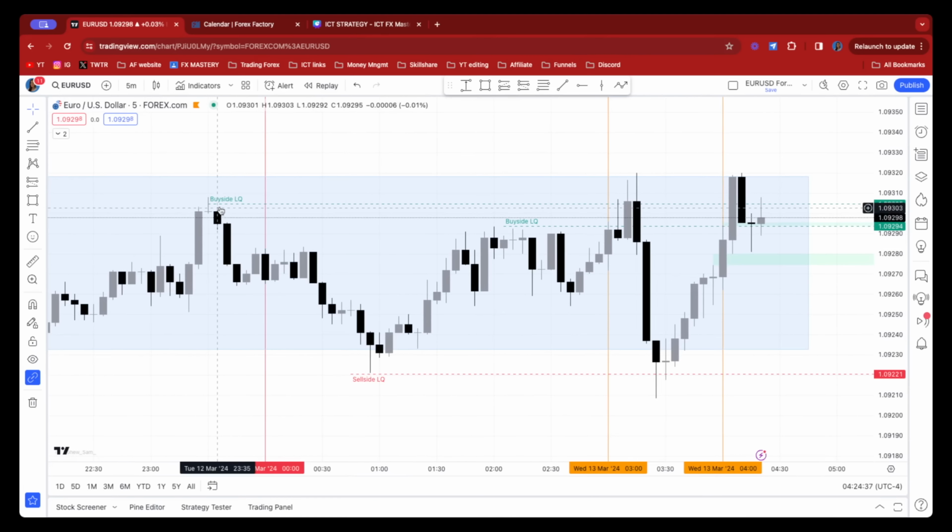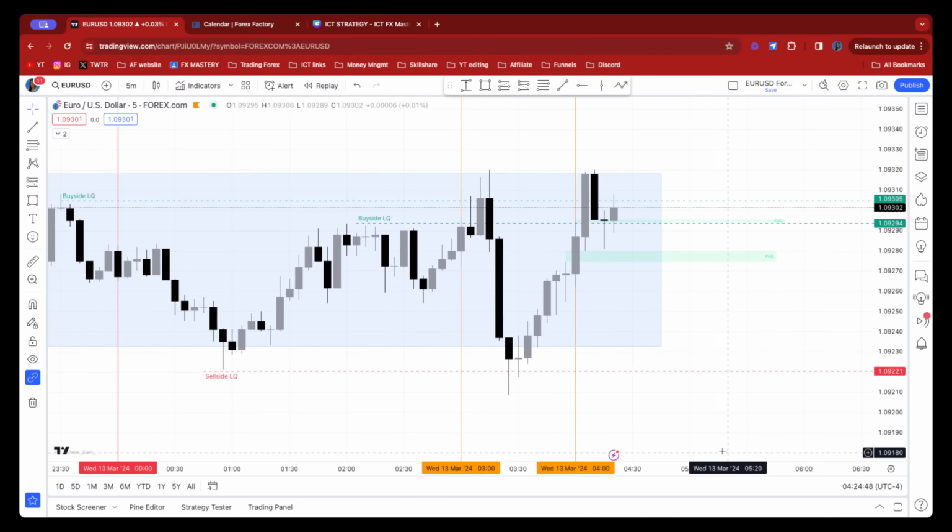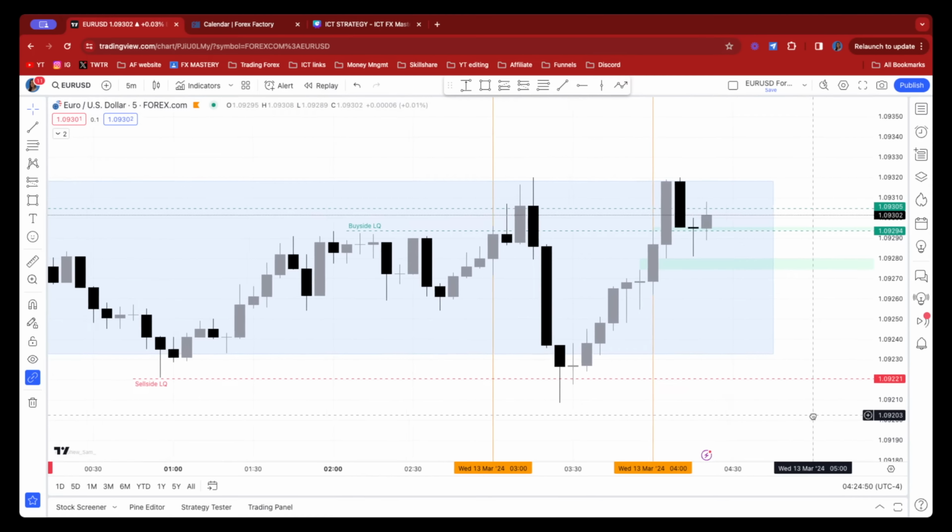we can see that the price is retracing back into the fair value gap. Here we have a level of buy side liquidity from the previous day. Here we have the level of buy side liquidity from today. And here we have our sell side liquidity level. So what does the price do?